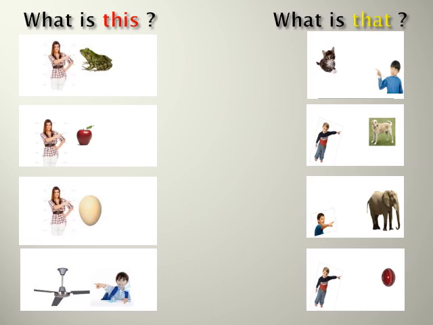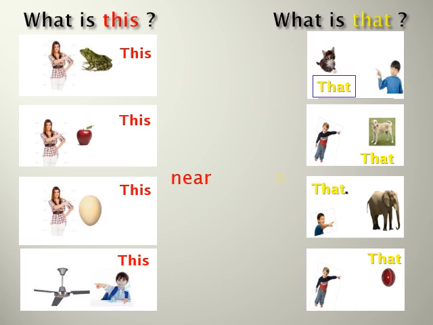So, using this and that, you can show or you can point out an object, only one object, an animal, a person, which is near or far from us. To point out an object which is near, we use this. To point out an object which is far, we use that. This for near, that for far.